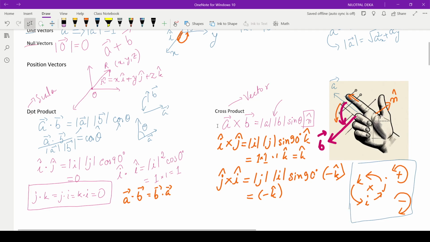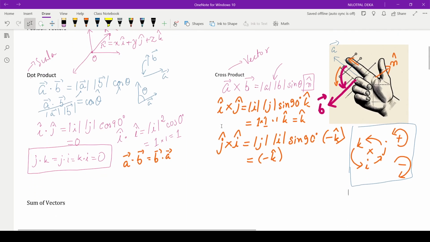Now simply multiplying unit vectors is not enough. You must also multiply vectors with numbers, like suppose you have vector A equal to A1 i cap plus A, let me get the eraser.